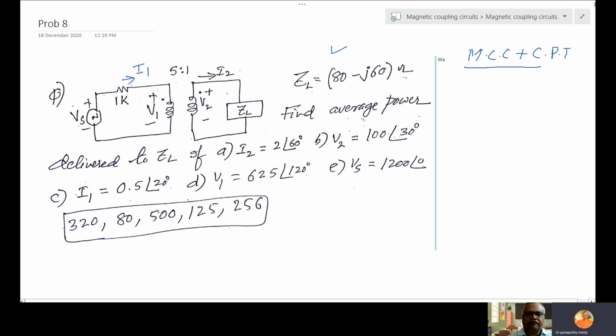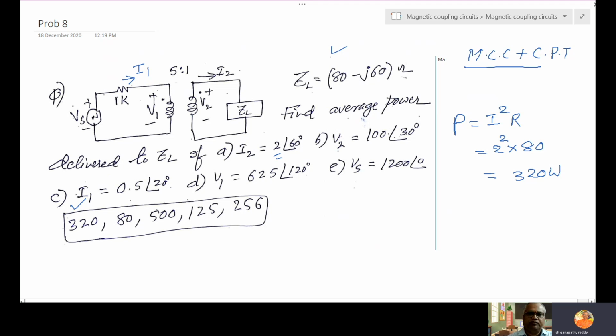What is asked is average power, so we have to find P. In the first bit, I2 is given. How to find P? Simply use I square R. I RMS is 2 amps, so 2 square, and the resistance part is 80. So you will get 320 watts.